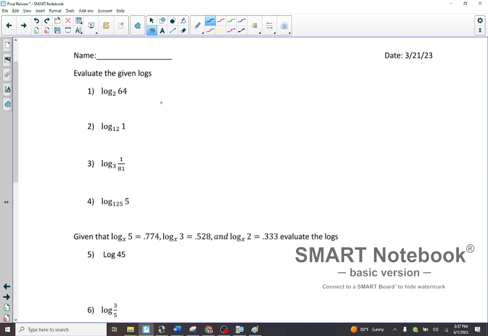All right, log stuff. Evaluate logs. So in this case, we put x over here. Remember, to get rid of a log base, you make a base exponent on both sides. So we're going to rewrite that as 64 equals 2 to the x power. So we ask ourselves, 2 to what power gives you 64? 6. So it's going to be x equals 6.